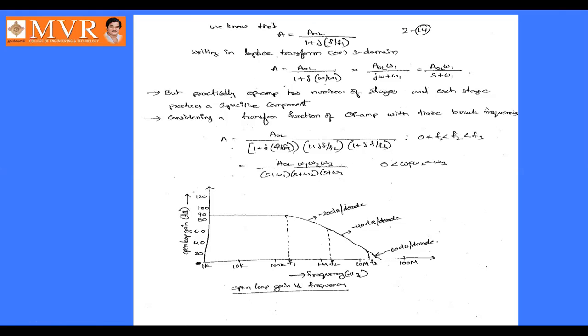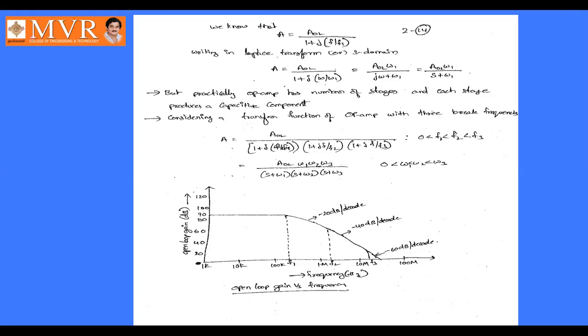F2 is the corner frequency due to the passing of the signal from the second stage to the third stage. Again, there will be a capacitance effect, and due to that there will be attenuation, that is 40 dB attenuation. That means the signal is going to lose its strength as frequency increases due to capacitance effect. So beyond F2, the signal loses its strength by 40 dB.